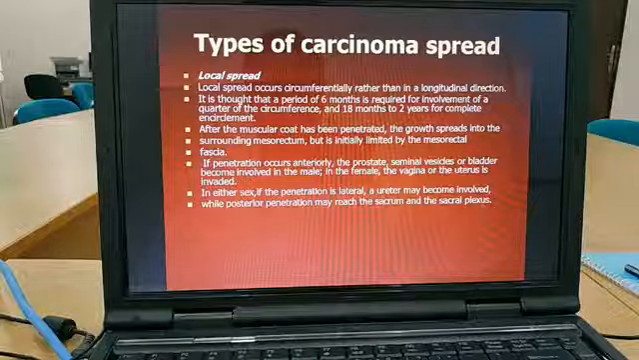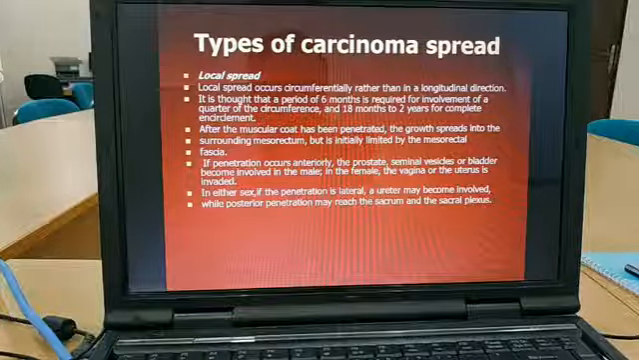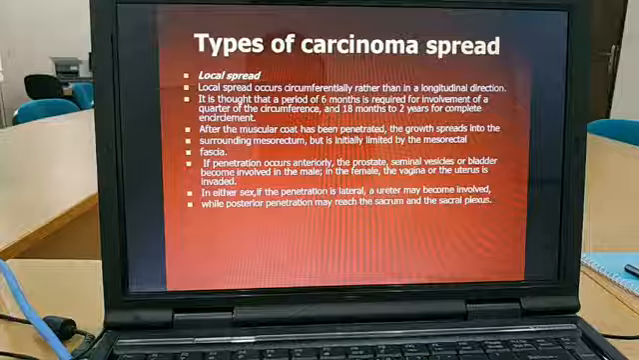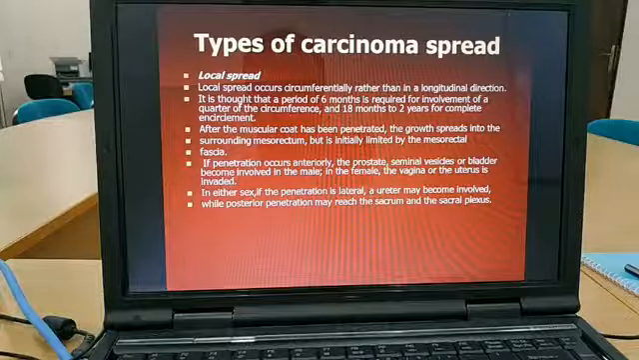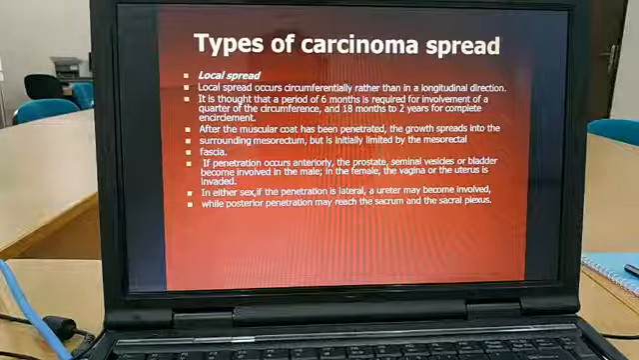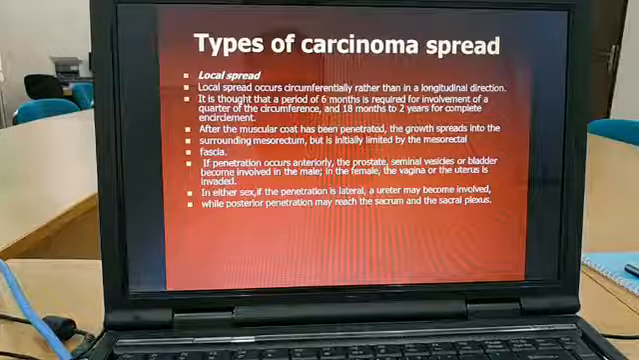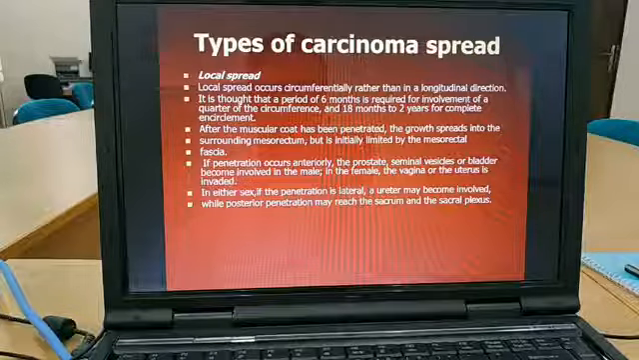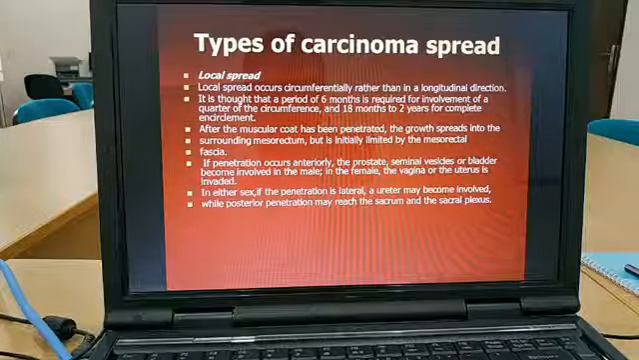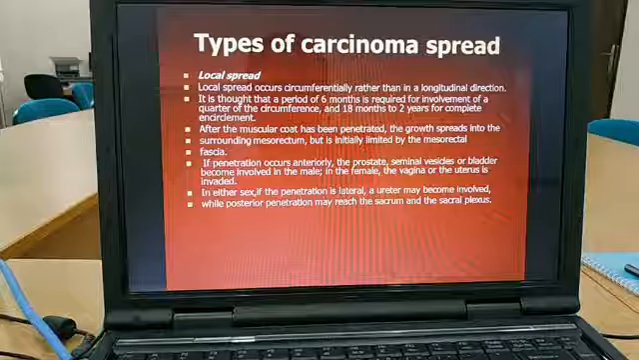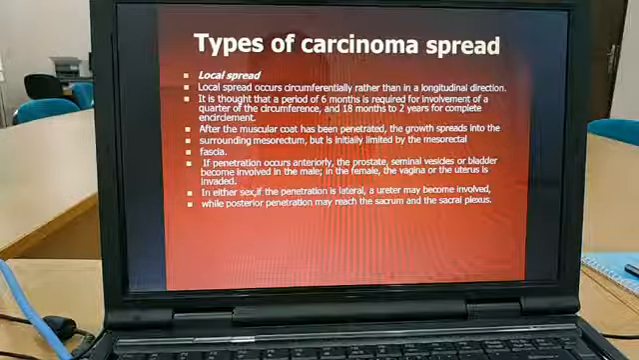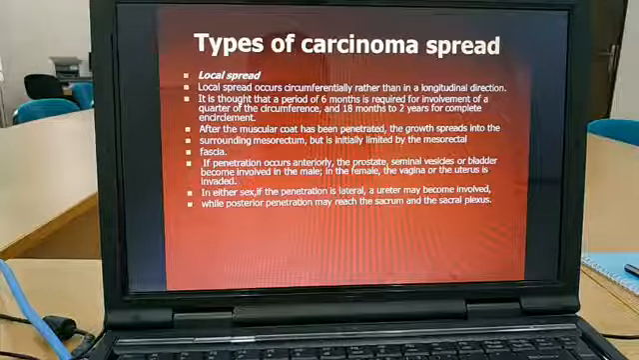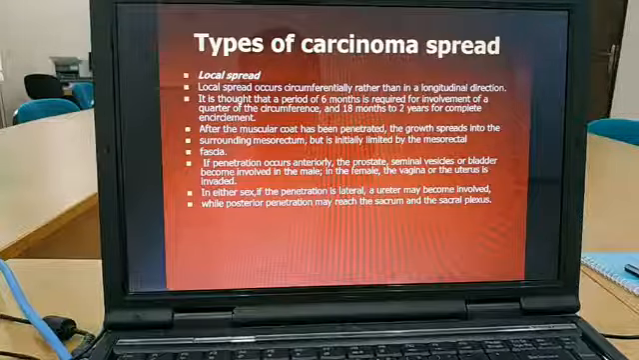After the muscle coat has been penetrated, the growth spreads into the surrounding mesorectum, but is initially limited to the mesorectal fascia. This is another very important thing in carcinoma of the rectum. Behind the rectum there is a loose tissue which we call mesorectum. All the lymphatics are situated in the mesorectum, but for a particular period of time the malignant tissues are found in the mesorectal tissue or mesorectal fascia. After a certain period, the tumor spreads distally.